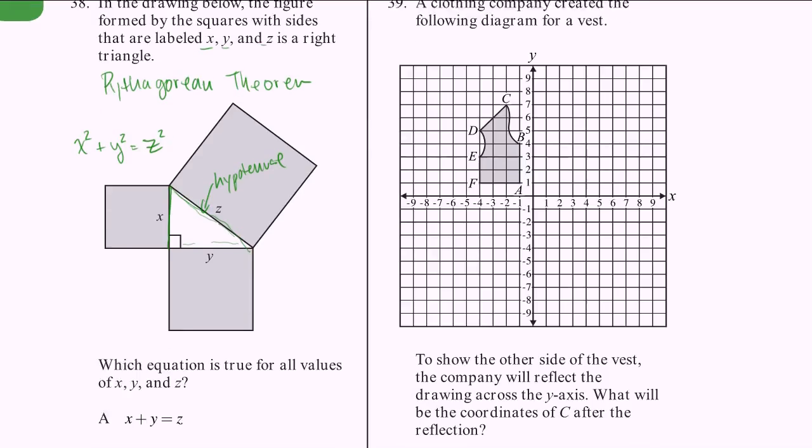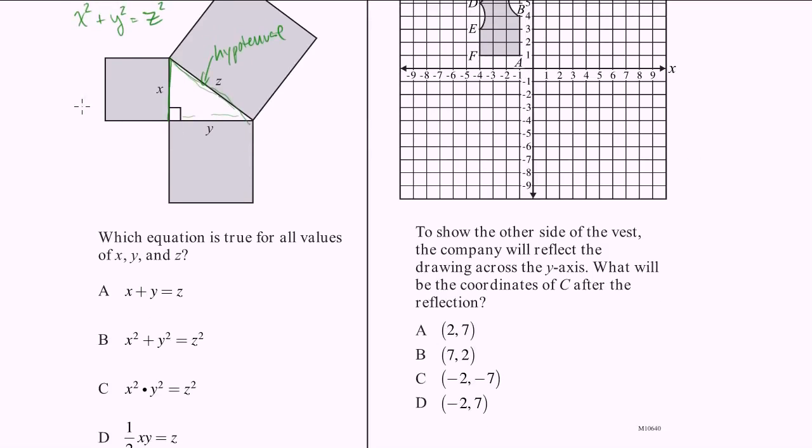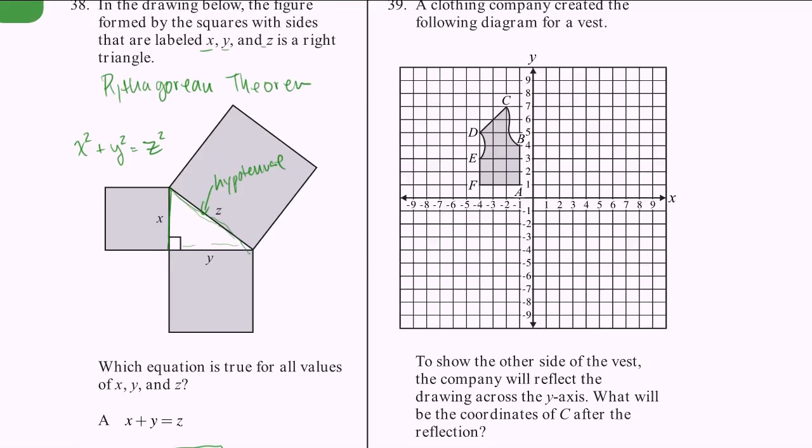And so if we look down here, only one of those matches what I just wrote down, my restatement of the Pythagorean theorem. x squared plus y squared is equal to z squared. And that's this one right there. Choice B. Next problem.